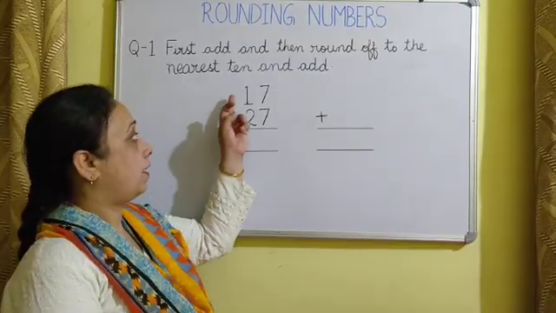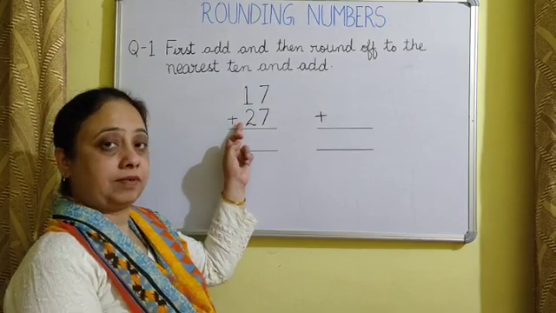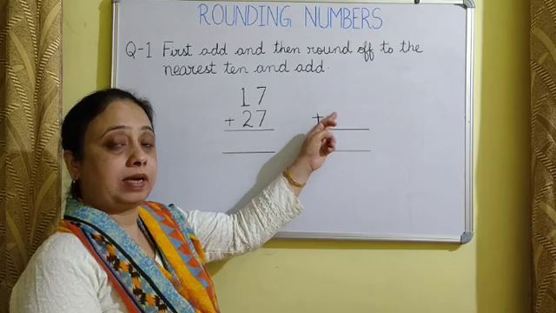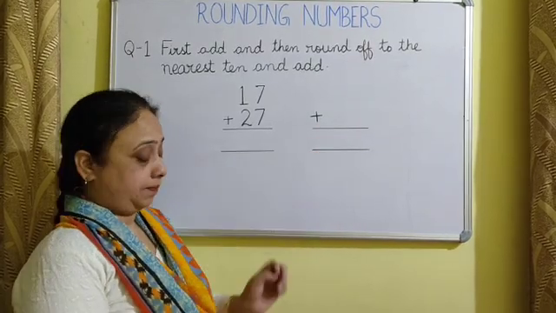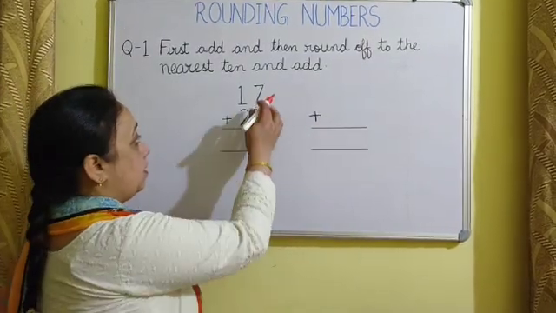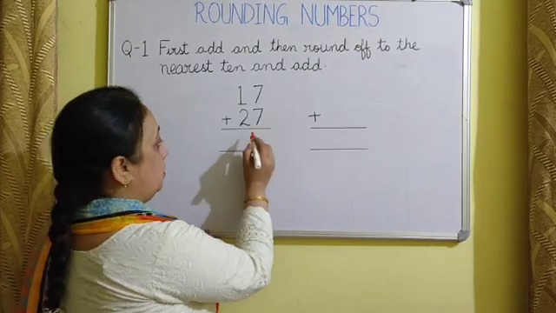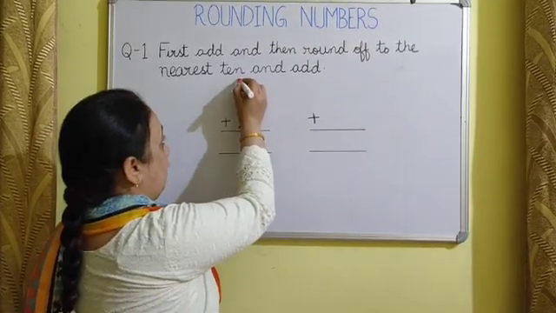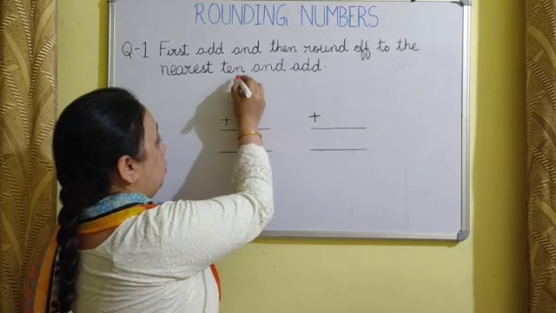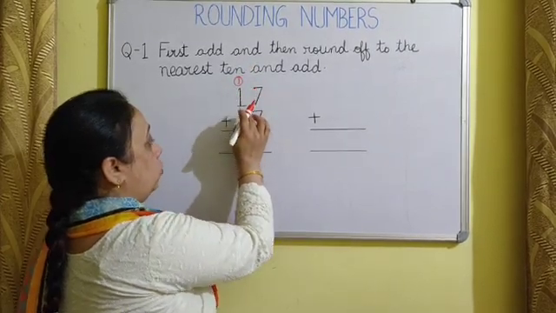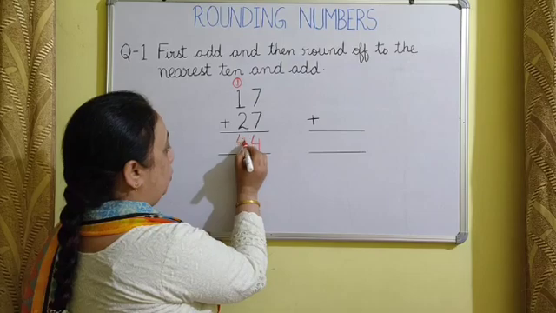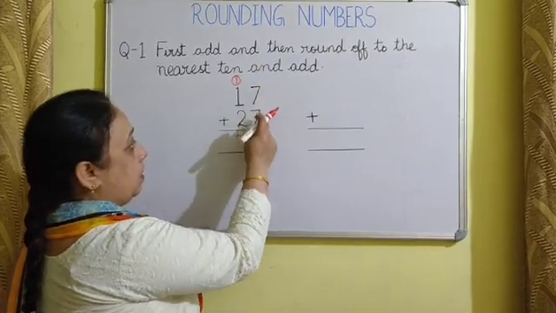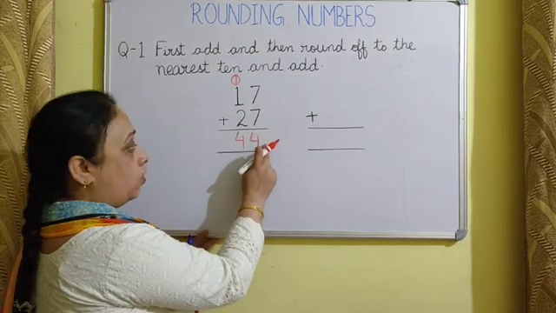Next you have to add 17 and 27, then round off 17, round off 27, and again add them. So first, 7 plus 7 is 14. We write 4 here, 1 carry here. 1 plus 1 is 2 and 2 plus 2 is 4. The sum of these two numbers is 44 here. Now we are going to round these numbers.